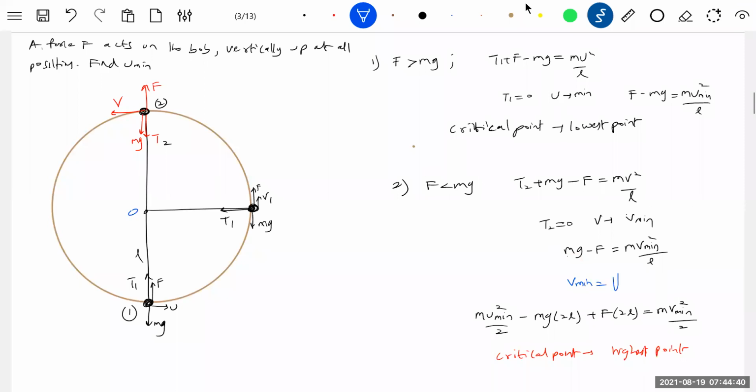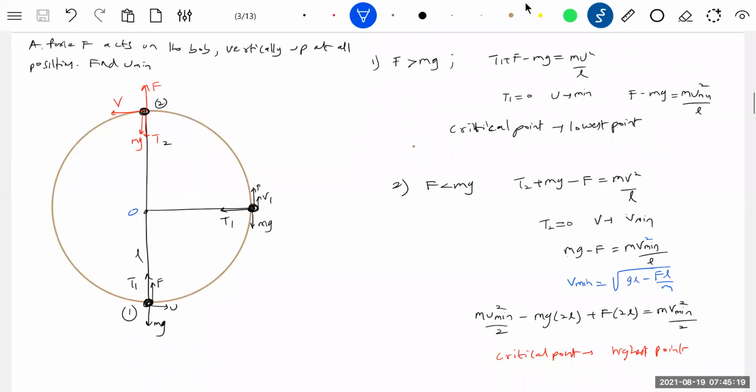So what is V minimum? V minimum will be root of (g minus F/m) times L. You see how much it is? Less than root gL in this case. If F equal to 0, it will become root gL. Is it always root gL at the highest point? Need not. Always root gL at the highest point to complete the circle? It depends upon the conditions given.